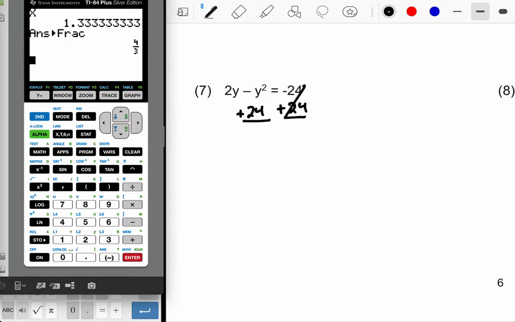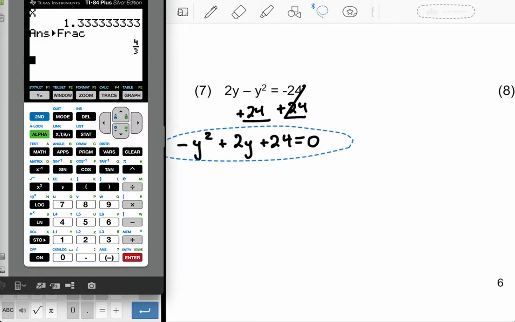All right. So if you do that, and you write it in descending order, because we don't have any like terms here, in descending order, we would have negative y squared plus 2y plus 24 is equal to 0. All right? So that's one way that you could accomplish getting the equation equal to 0.